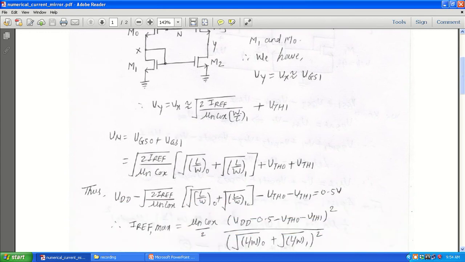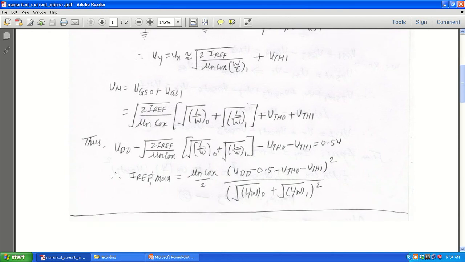Now from this first equation we can write VGS0 as square root of 2 I reference upon mu n C naught X into square root of L by W 0, plus VTH0. Similarly, we can write VGS1 as square root of 2 I reference by mu n C naught X times square root of L by W of 1, plus VTH1. So this factor square root of 2 I reference by mu n C naught X is common. You rearrange this equation.